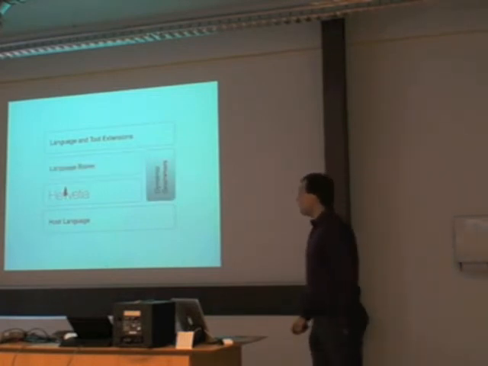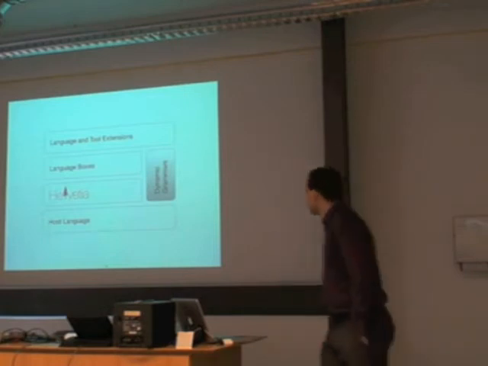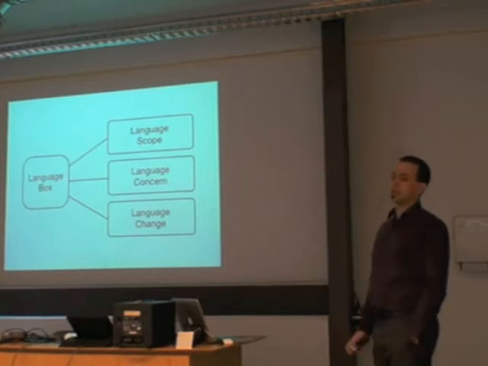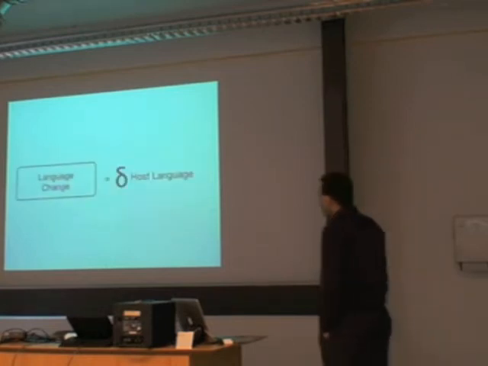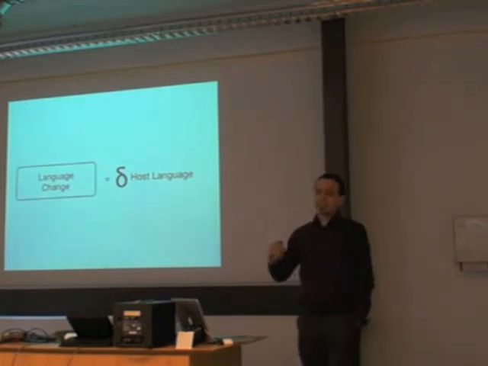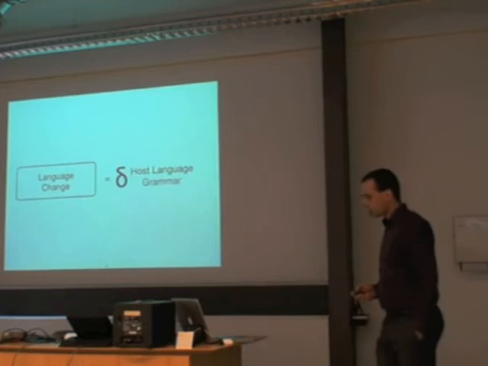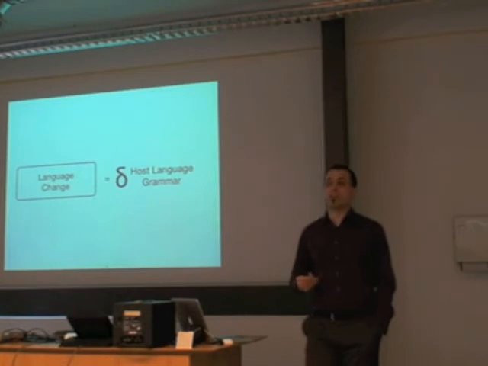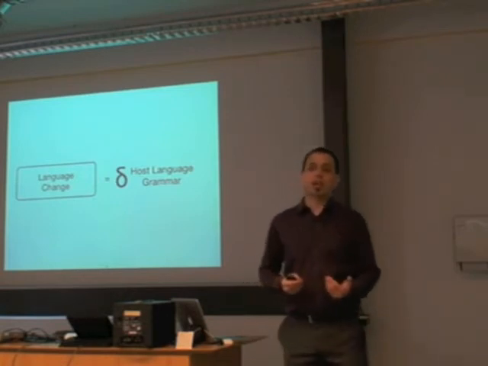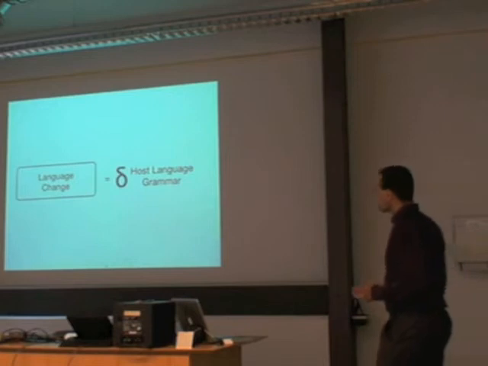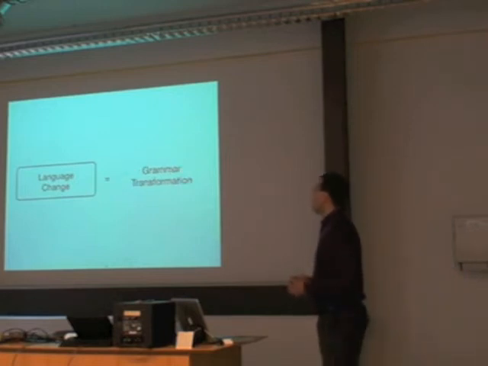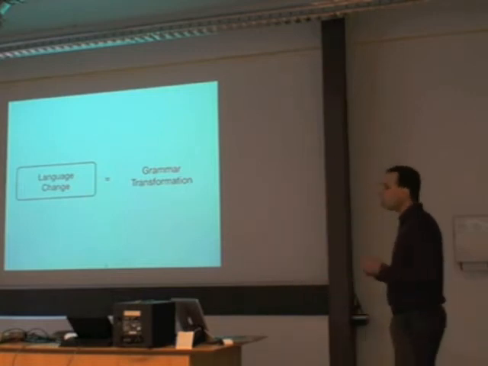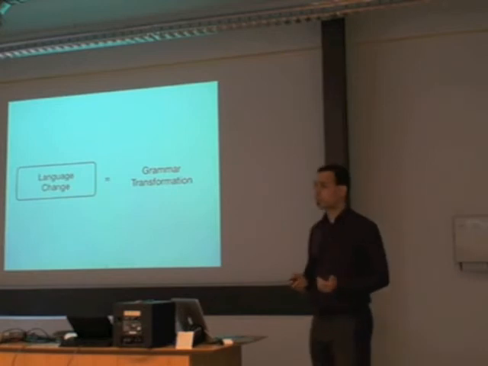So the next interesting thing are dynamic grammars. And dynamic grammars come essentially into play here in the language change. So if you remember, the language change is essentially a delta to the host language. Or more precisely, it's a delta to the host language grammar, because it is the grammar that describes how the language looks like. And what we do here, or what we do in the language change, is essentially a grammar transformation.